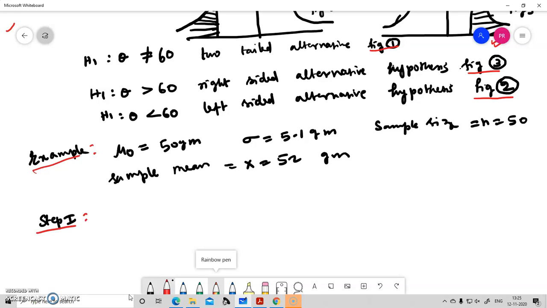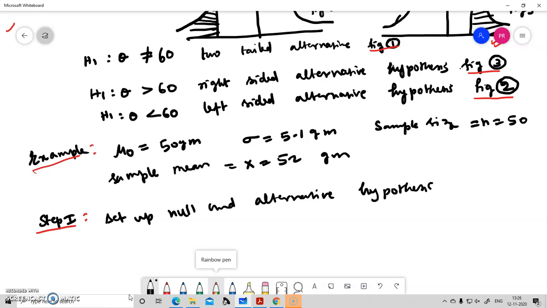What is step 1? First of all, we have to set up the null and alternative hypothesis. Right? Here we want to test whether the average weight of potato has increased. So we claim that the average weight of potato has increased. What is our claim?